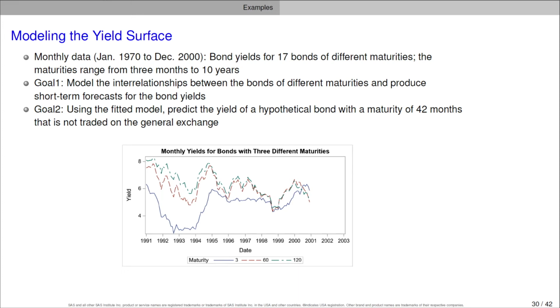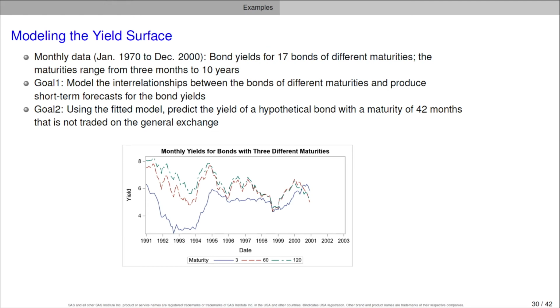So anyway, let's begin. In this example, we'll model the time evolution of the yields of government bonds of different maturities. That is, we will model the so-called yield surface. We have monthly data from January 1970 to December 2000 on bond yields of 17 bonds that range in maturities from 3 months to 10 years.